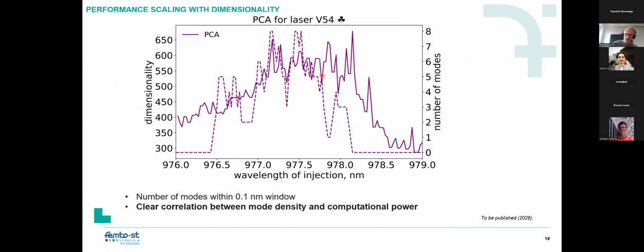And here we are starting to make first steps to link this to fundamental laser properties. What we plot here is the number of modes versus the wavelength of the VCSEL. And then we determine this dimensionality, the number of neurons, versus the wavelength of our injection laser. So we can see a clear correlation with the local mode density, if you divide this number of modes by the integration window, between the number of modes as well as the size of the neural network we are able to realize in the system. So this will most likely be published in 2026.